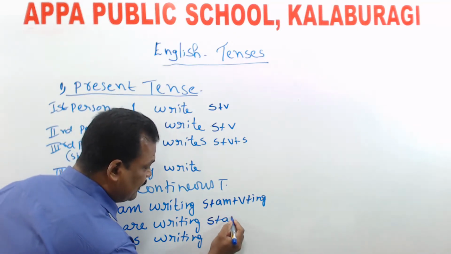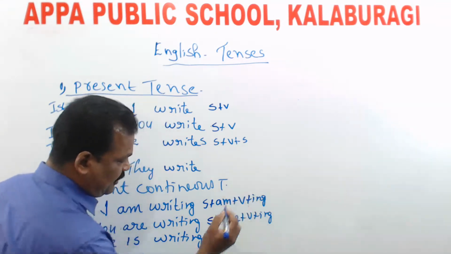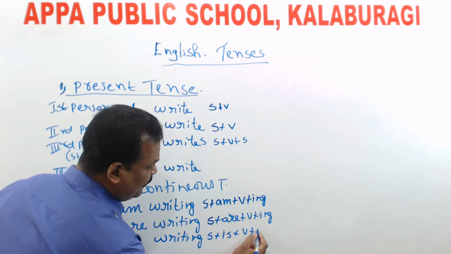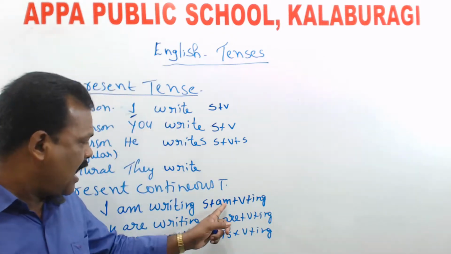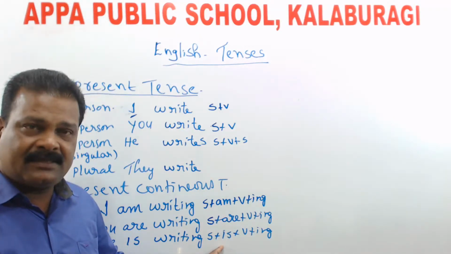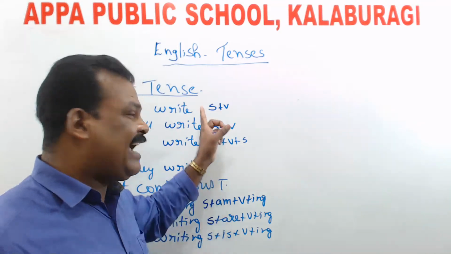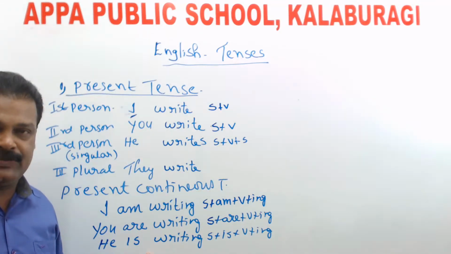So second, now you know how to write the formula. Subject plus are plus verb plus ing. Third person, subject plus is plus verb plus ing. See how easy it is going to be. Am, are, is. Now I'm just telling you, these two we have completed. See, simple present tense and present continuous tense.